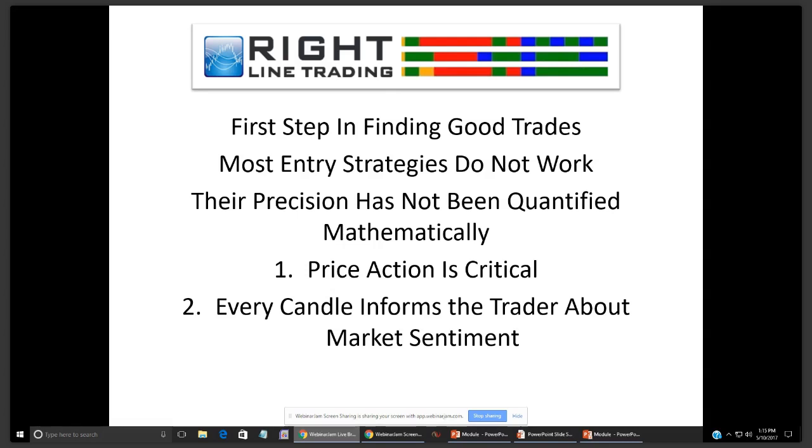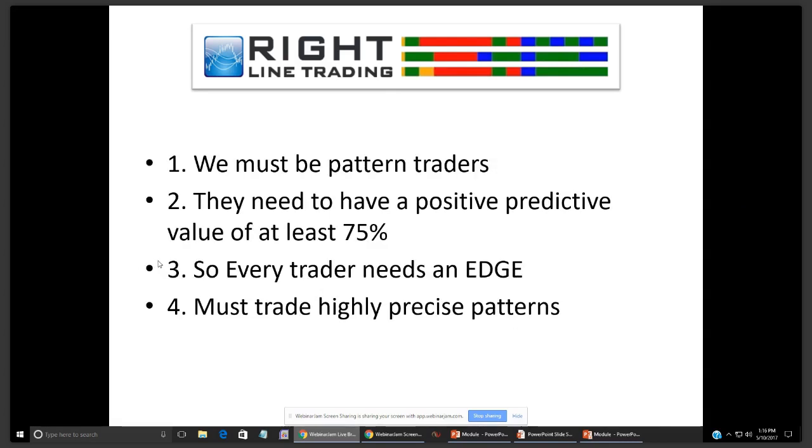So price action is critical, and this is what we're going to do the rest of the session. Every candle informs you as the trader about market sentiment. It really gives you outstanding information about what traders are thinking. Now remember, right now, we are creating a trading strategy based on a lot of sensitivity. This is not where we're going to wind up, but this is the foundation. So we must be pattern traders, but the patterns that we use, which we place into market structure and confirm with indicator analysis, have to have a positive predictive value of at least 75%. That gives us the edge we need to make the moolah. And this is what's going to provide us with our winning entries. So we must trade highly precise patterns and have them confirmed down the line.